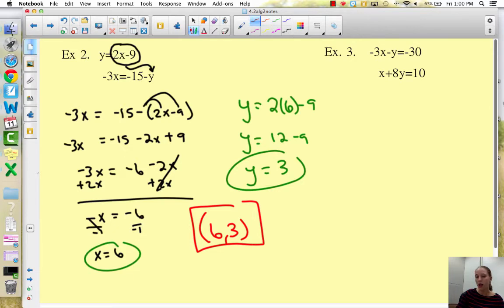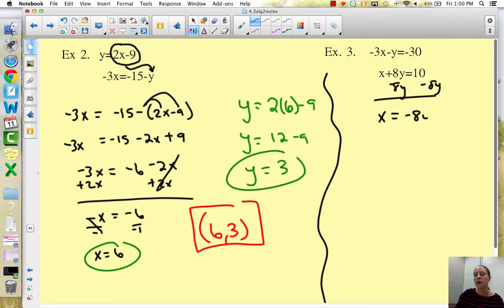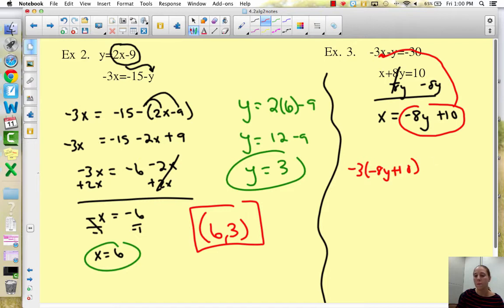All right. Let's try this one together, and then I'm going to have you try one on your own. Okay, so this one here, it is not solved on its own, so we're going to go ahead and do that. So I'm going to get the x by itself. And like I said, it doesn't have to be y every time. It could be x. It doesn't matter. So I'm going to subtract 8y over. So I'm going to have x is equal to negative 8y plus 10. Okay, and so now I'm going to take this negative 8y plus 10 and plug it in where I see the x. So I get negative 3 times negative 8y plus 10 minus y equals negative 30.